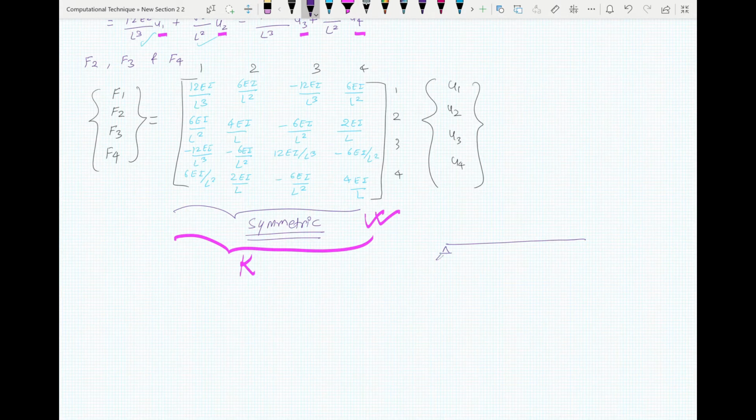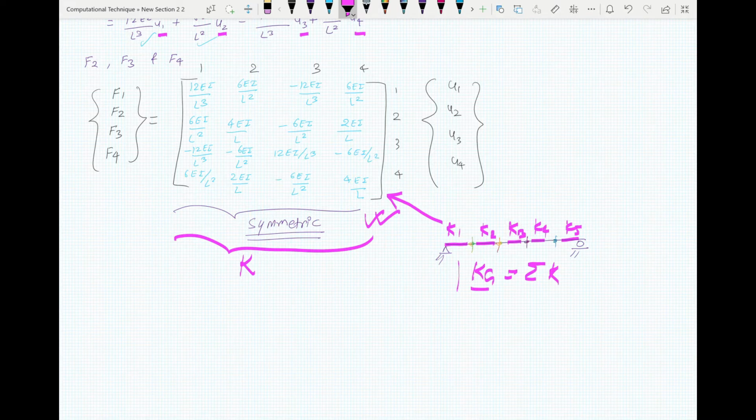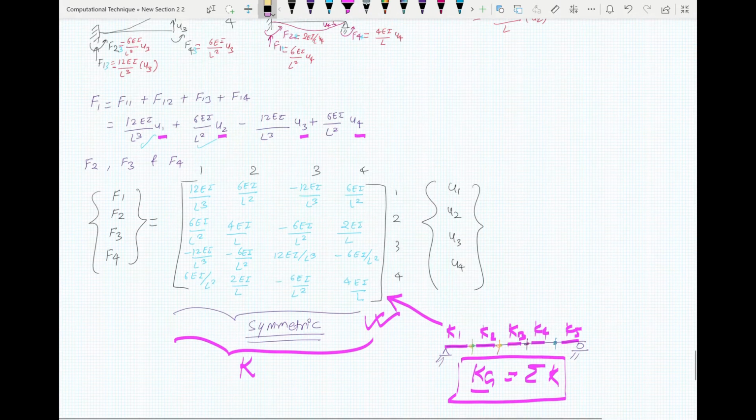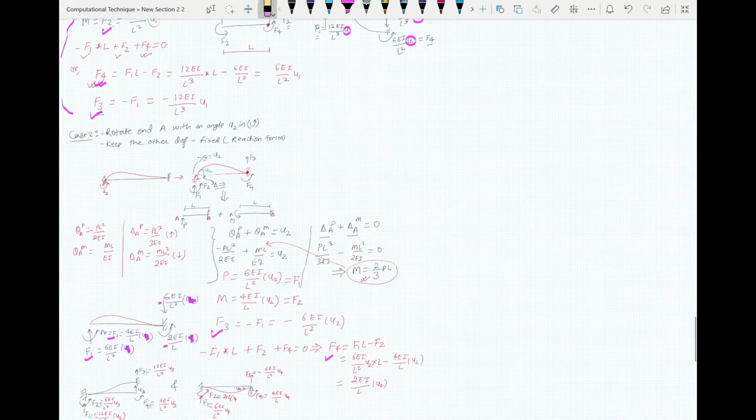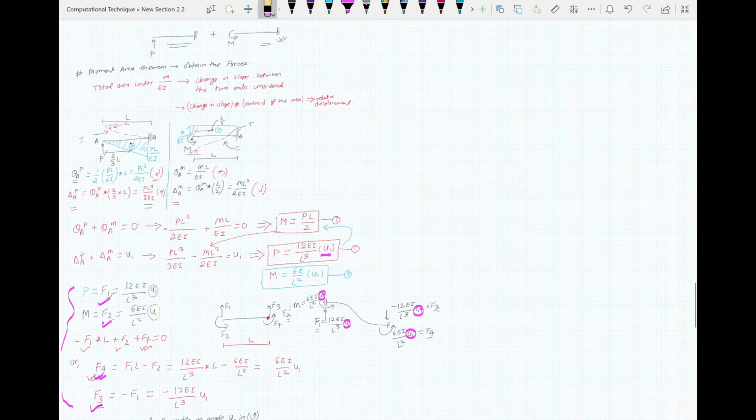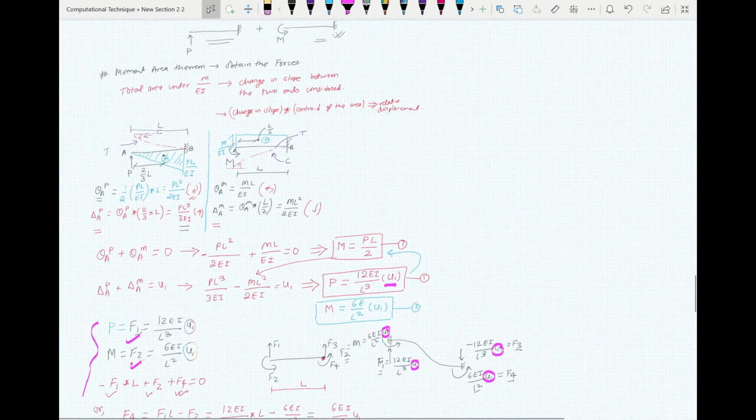If you have a beam like this, we're going to separate the beam into different elements by these nodes here, and we're going to apply this matrix for each of these elements to obtain the element level stiffness matrices, and then find a global matrix by summing them up as we did before. So this is how you obtain the stiffness matrix through moment area theorem.